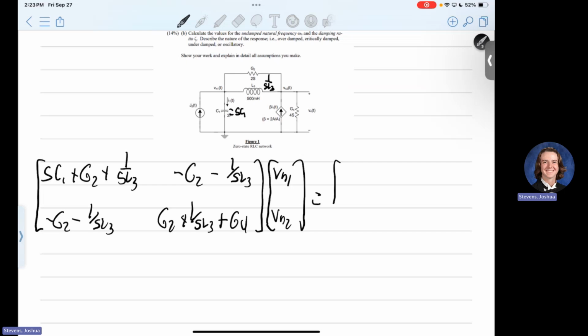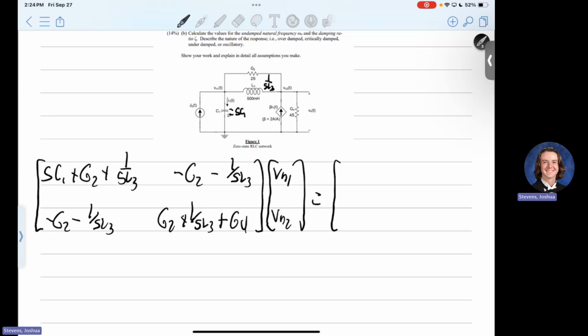Okay. What's going into Vn1? And everything's in S domain. I don't want to write the sources in S domain, but y'all figure that out. The opposite diagonals, yes. I basically just keep everything, so it's a negative G2 minus a 1 over SL. That also is negative parentheses. Yeah, this is also equal to. That's the same thing.